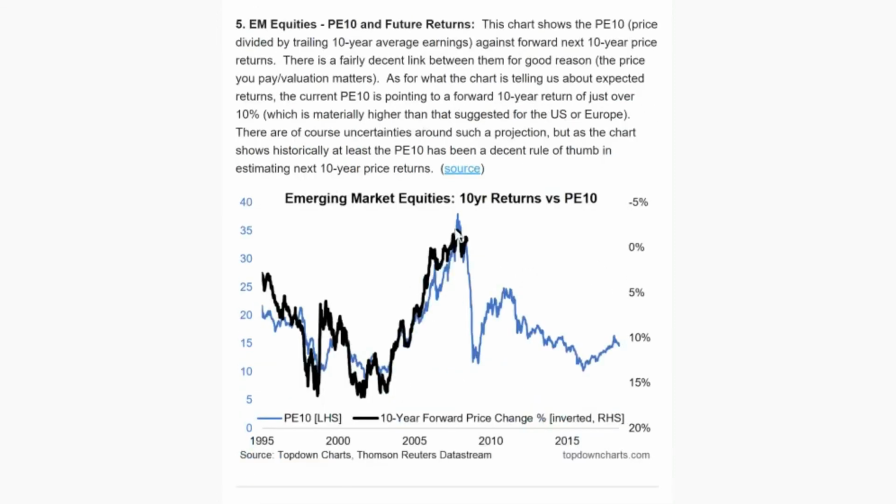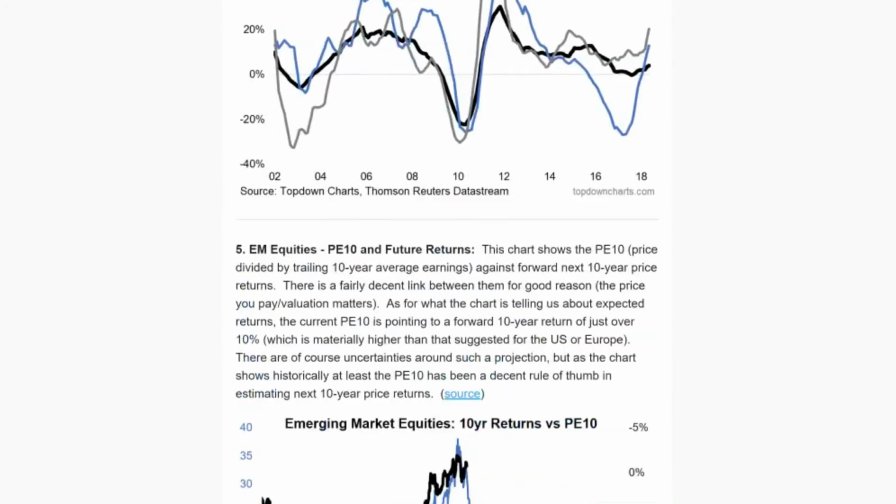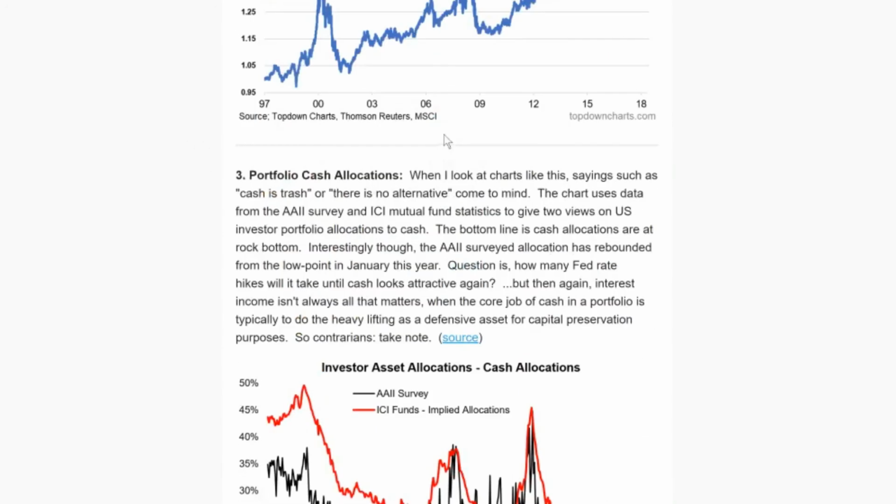The PE10 serves as a decent rule of thumb for estimating the next 10-year price returns. It's not groundbreaking. I mean, most people know this, but it's interesting to have a look at it in the emerging market context anyway.